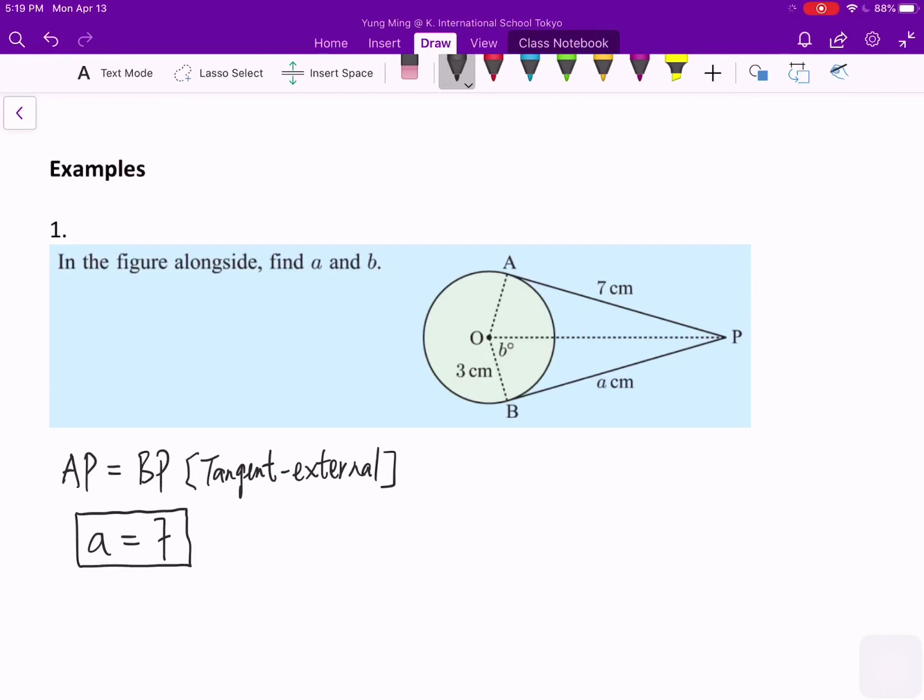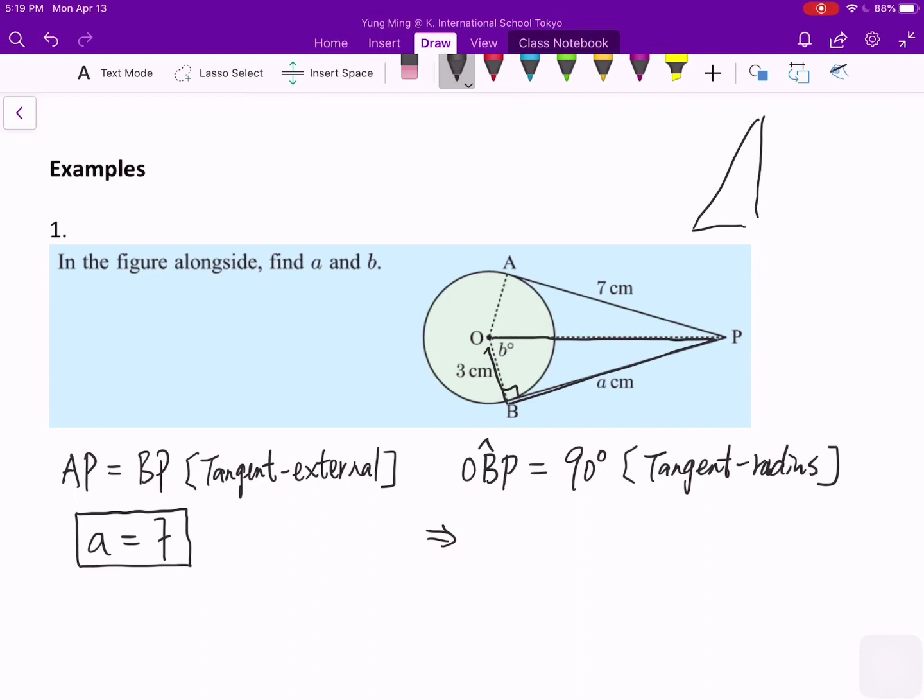Let's look at part B. Part B is a little bit harder to deal with because the first thing we need to know is that OBP is equal to 90 degrees. Why do we know that? It's because of the tangent radius theorem. That means if you have a 90 degree angle over here, we can use trigonometry of a right triangle. So imagine that this is your angle B, and here's your opposite. Your opposite is A, but A is equal to 7, we solved that already. And here is your adjacent. We have opposite over adjacent. What does that remind you of? Yes, that's tangent. So tan B is equal to opposite 7 over adjacent 3.